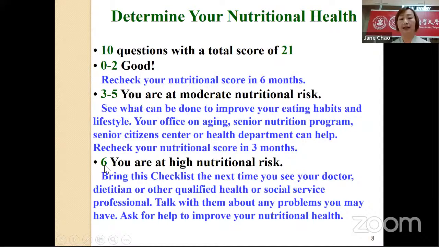That means you are probably at high risk of malnutrition. So they suggest that you bring this checklist, determining your nutritional health, next time you see your doctor, dietitian, or other qualified health or social service professionals. Talk with them about any problems you might have and ask for help to improve your nutritional status. So that's determining your nutritional health.